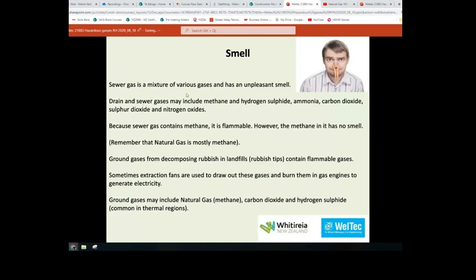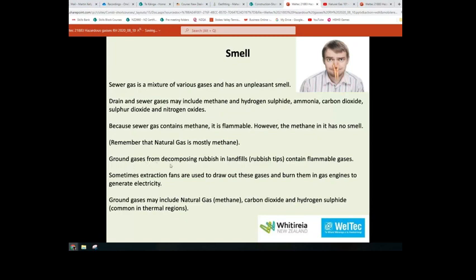Sewer gas is a whole mixture of various gases and can have an unpleasant smell. So that may include methane and hydrogen sulfide, ammonia, carbon dioxide, sulfur dioxide, nitrogen oxide. So all of those can form due to decomposing sewage, organic matter, stuff like that. Can be flammable. If we get to the end in a reasonable time, I actually had a PowerPoint going earlier with a bunch of exploding manhole covers and the streets blowing up. So it certainly can be pretty flammable if ignited, which is quite scary.